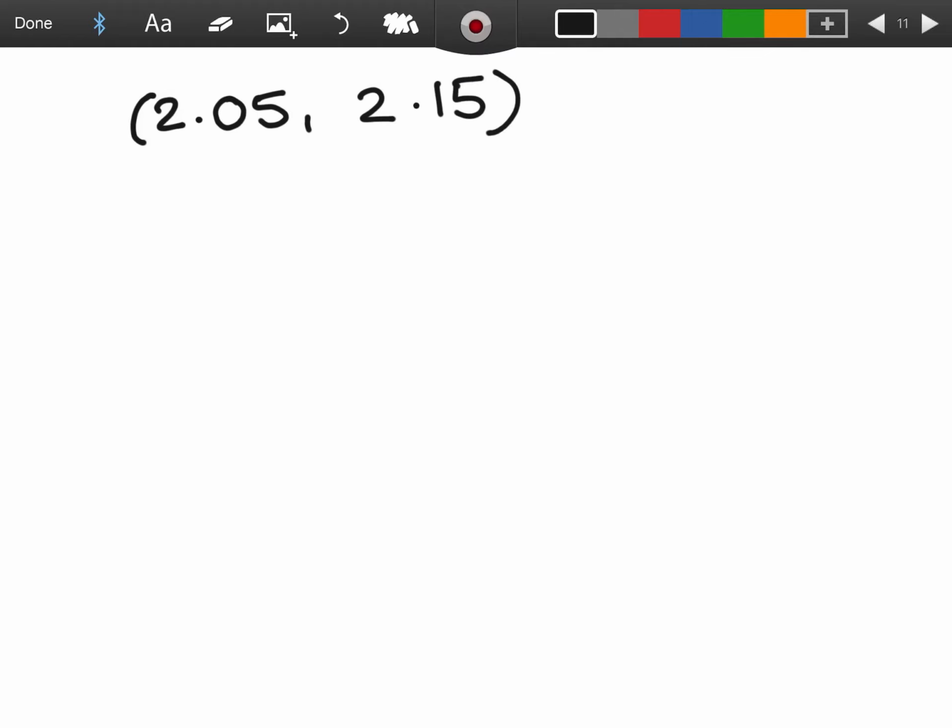So I am 95% confident that the mean of the whole population lies between 2.05 and 2.15 based on what I have been given from my sample data and my population standard deviation. This is the interval that I have figured out, and I am 95% confident that this interval contains the population mean.